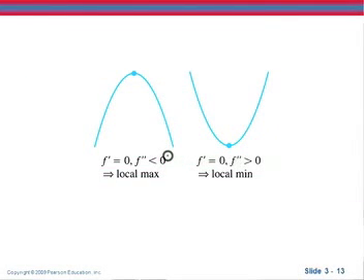Here's some examples. If you look at the graph to the left, your first derivative is 0. So at this top point here, you have a slope of 0, a horizontal tangent line. And f double prime is less than 0, which means it's concave downward. And that gives us a local maximum. Here, f prime is 0, so we have a horizontal tangent. And f double prime is greater than 0, so it's concave up, so that's a local minimum.